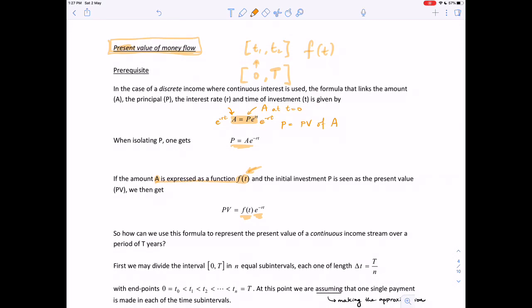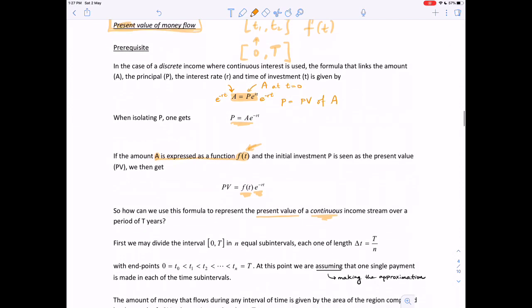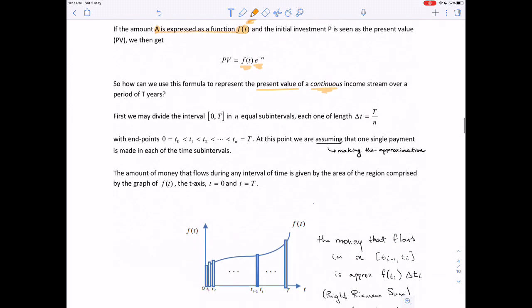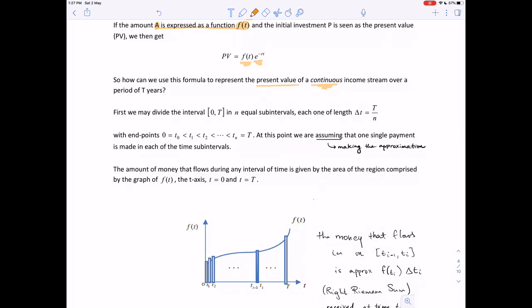So how can we use this formula to represent the present value of a continuous income stream? Well, we're going to do, you guessed it, another Riemann sum. So we're going to divide our interval this time from 0 to t into n equal subintervals. Each of length delta t is t minus 0, or t over n.